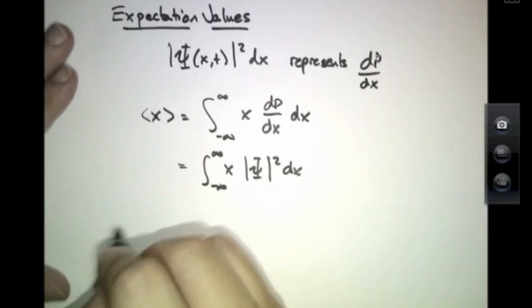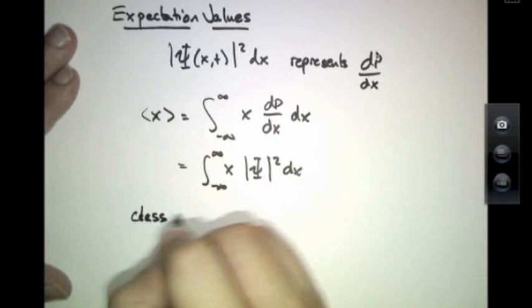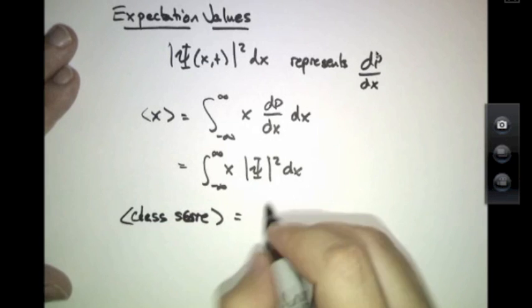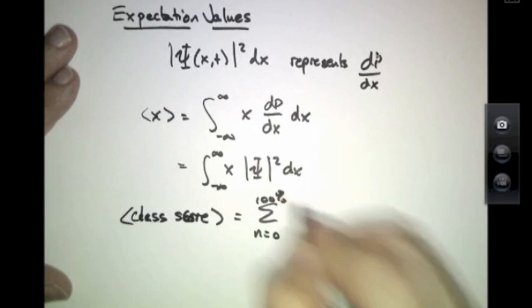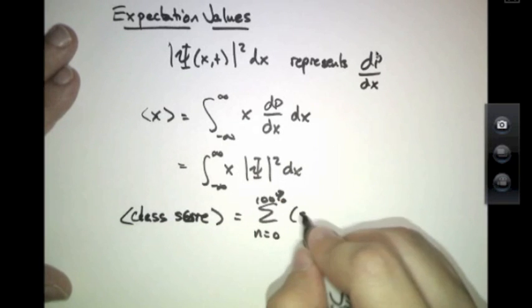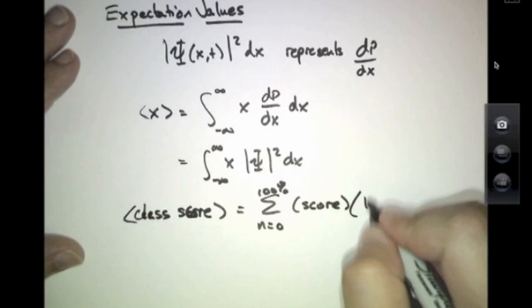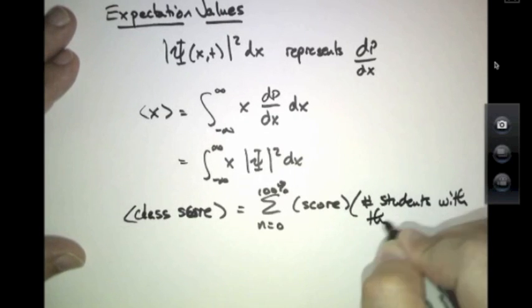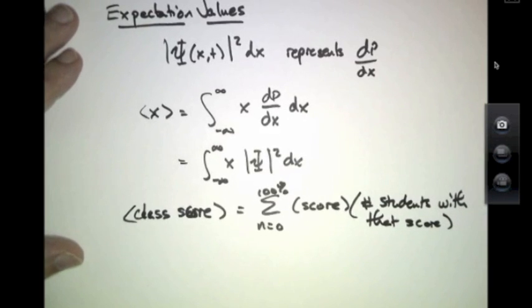This is a lot like saying if I wanted to calculate the average class score on an exam, I would do a sum over all possible class scores, 0 to 100%, take a particular class score, and I would multiply by the number of students with that score. So that would be like the probability density.